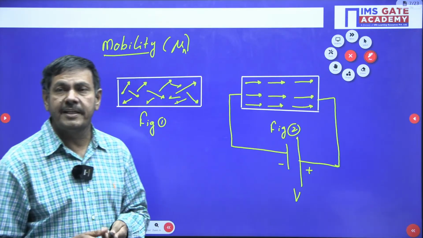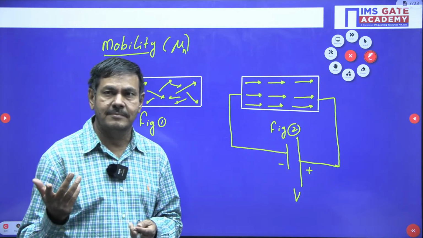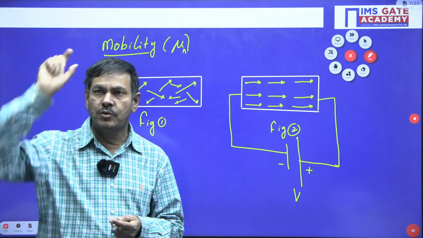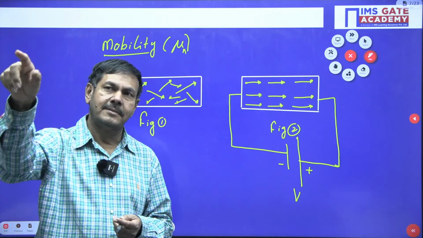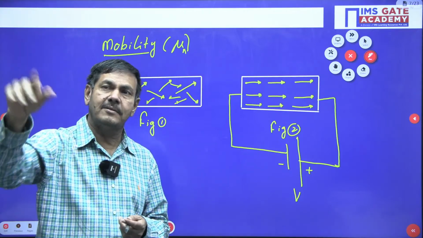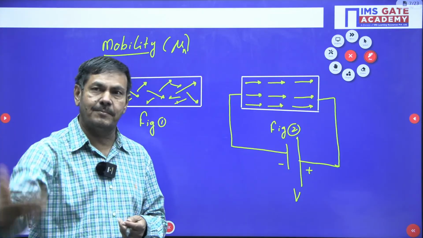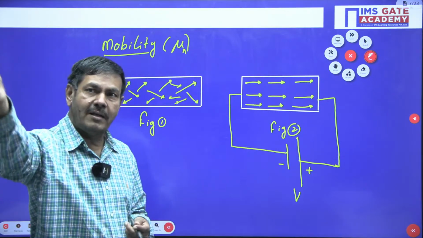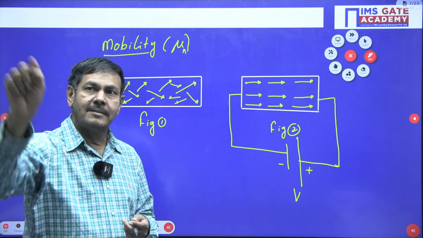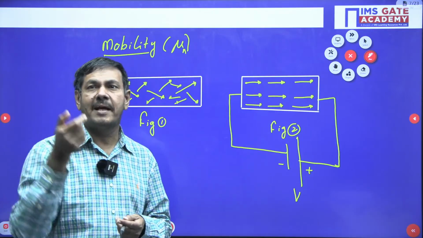Electrons are not moving in one particular direction; they follow an irregular path. Suppose you take a ball and throw it, but in front of you there is a wall. It hits the wall and comes back.